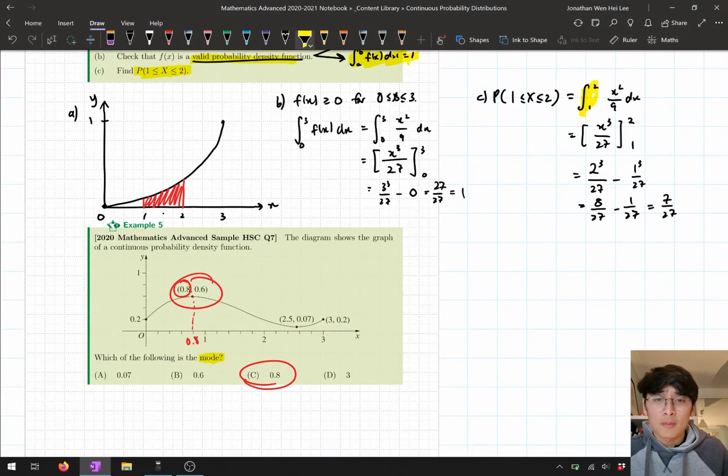So hopefully that helps, and there should be a few questions for you to have a look at. In our online class, we're going to go through a few more questions on this, just to get us a bit more acquainted with the continuous probability density function.